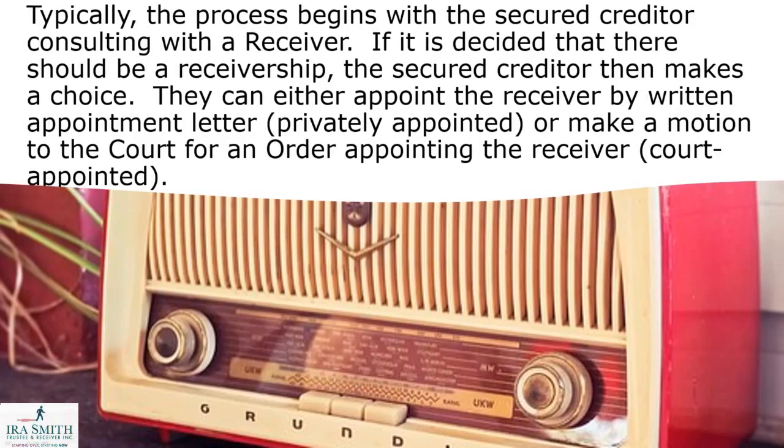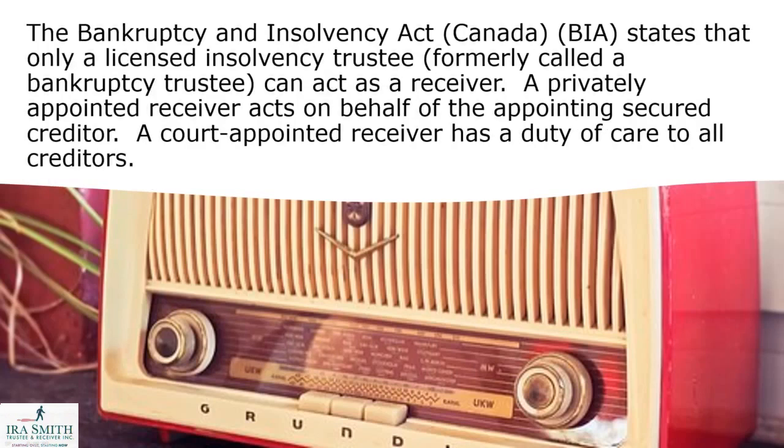The Bankruptcy and Insolvency Act, Canada, BIA, states that only a licensed insolvency trustee, formerly called a bankruptcy trustee, can act as a receiver. A privately appointed receiver acts on behalf of the secured creditor. A court-appointed receiver has a duty of care to all creditors. What are the duties of a receiver?